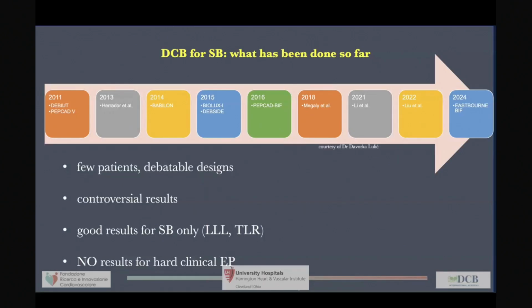So what are the main limitations of the current studies for DCB in the bifurcation? We have few patients enrolled so far with debatable designs. We can see everything in these studies. If you go and pick all of them, you can see everything, also because there is a lot of heterogeneity in bifurcation management. Results are a little bit controversial. We have good results for sure for the side branch, but we don't have many results for hard clinical endpoints.